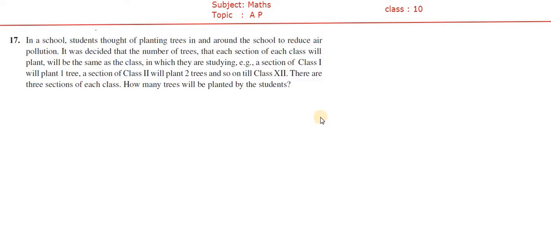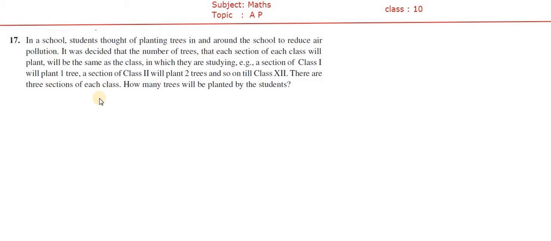So there are three sections of each class. For example, the first standard has three sections: A, B, C. Section A, section B, section C: 1A, 1B, 1C, like that. Till the 12th standard it will be like that. So therefore, how many plants are they going to plant? We need to find this. How to find this?